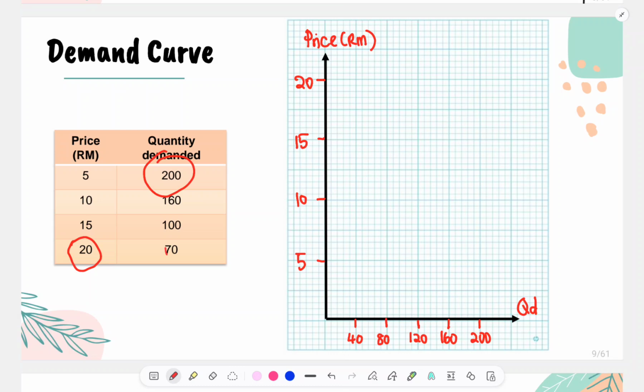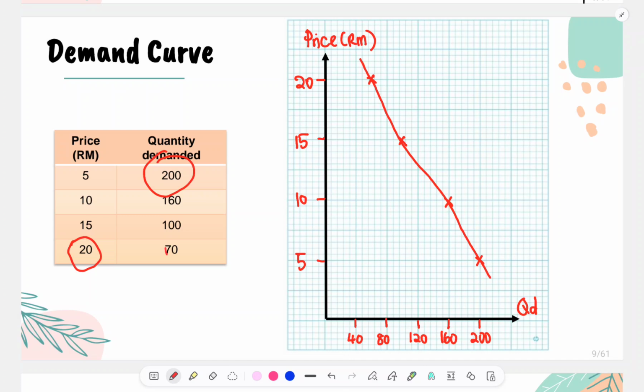At 5 ringgit, quantity 200 units. 10 ringgit, quantity 160 units. 15 ringgit, quantity 100 units. And 20 ringgit, quantity 70 units. Once all the points are plotted, connect them using a smooth curve. No straight line, so no need to use a ruler. Just use your hand to draw a neat curve through the points.